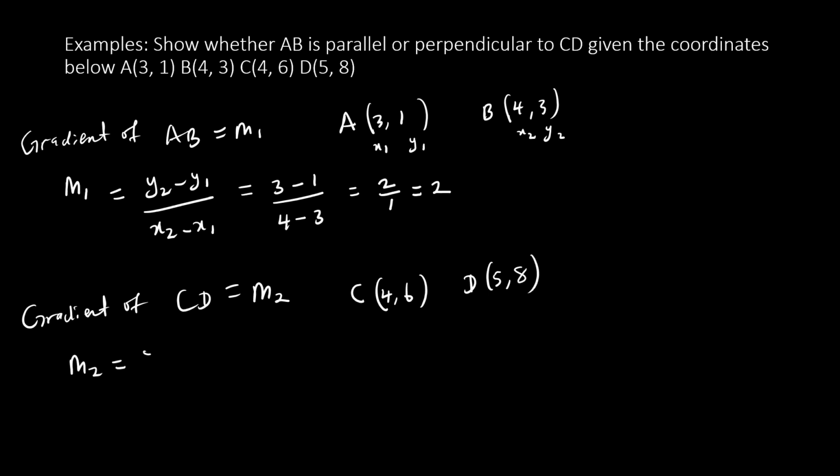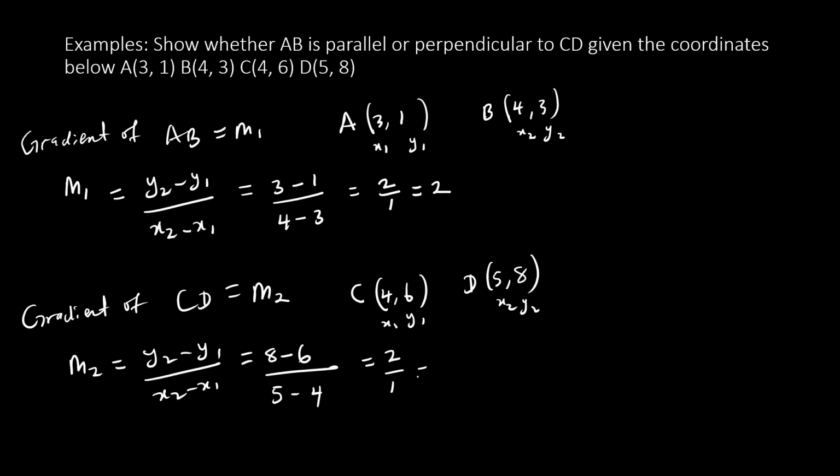M2 equals y2 minus y1 over x2 minus x1. We now have y2 to be equal to what? This is x1, y1, x2, y2. Y2 is 8 minus 6, which is y1, over x2, which is 5 minus 4. And this is 2 over 1. So we now have 2.